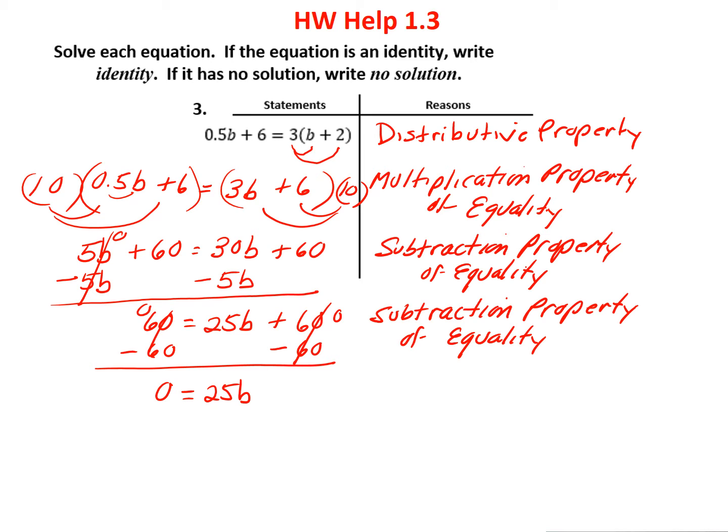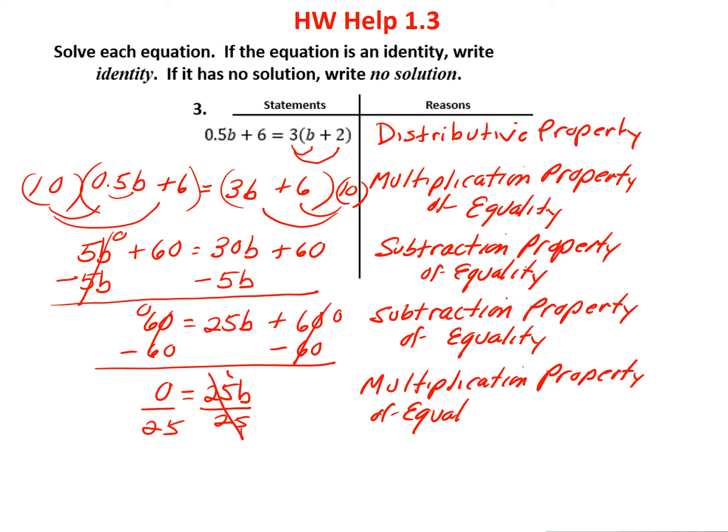Now last step, to undo b times 25, the opposite of multiplying by 25 is dividing by 25. And that is, of course, our division property. And you notice that this is 1b. 0 divided by 25 is 0, so 0 equals b, or if I turn it around, b equals 0 is my answer. Okay? So this one has a solution, b equals 0.